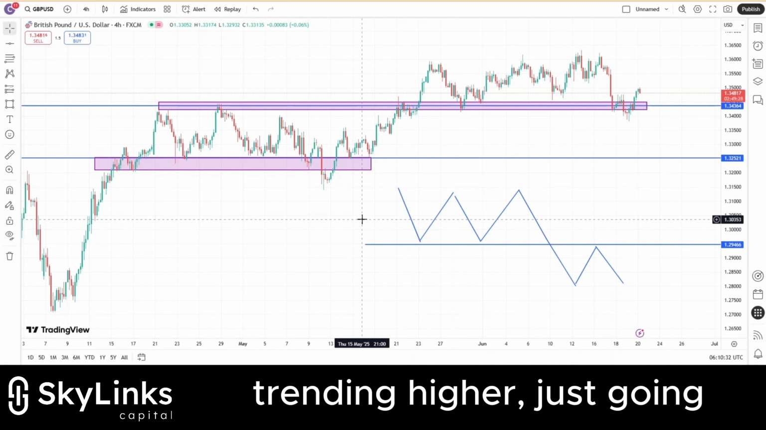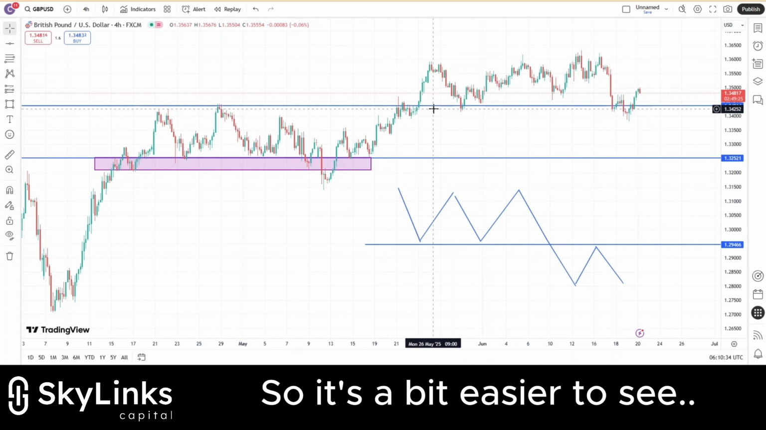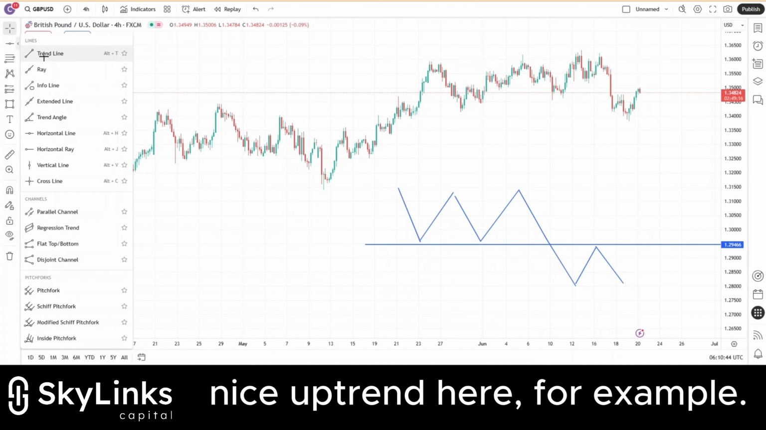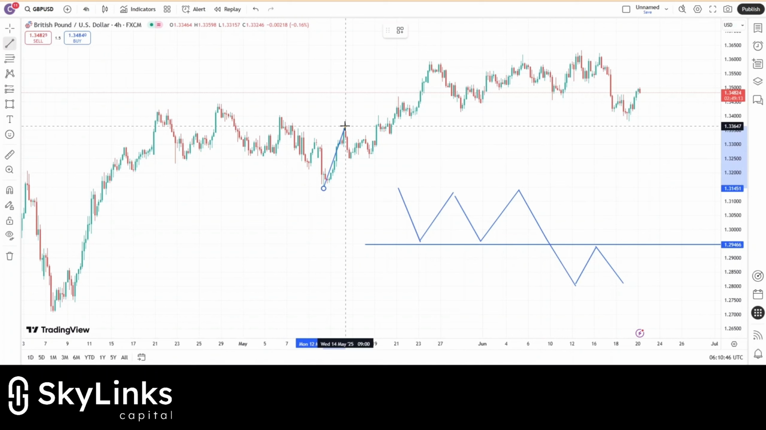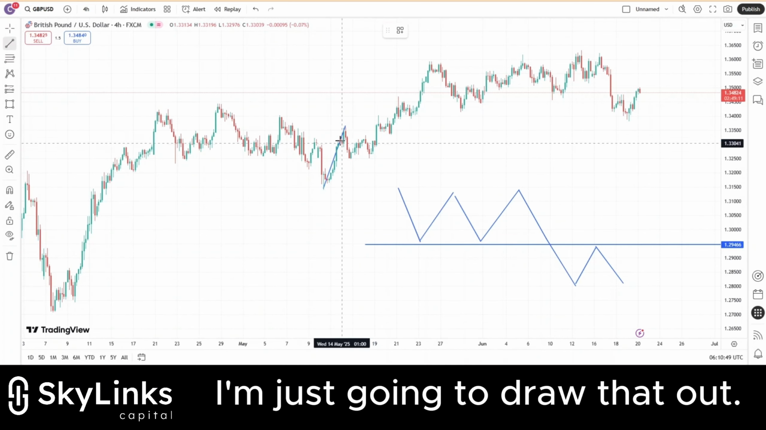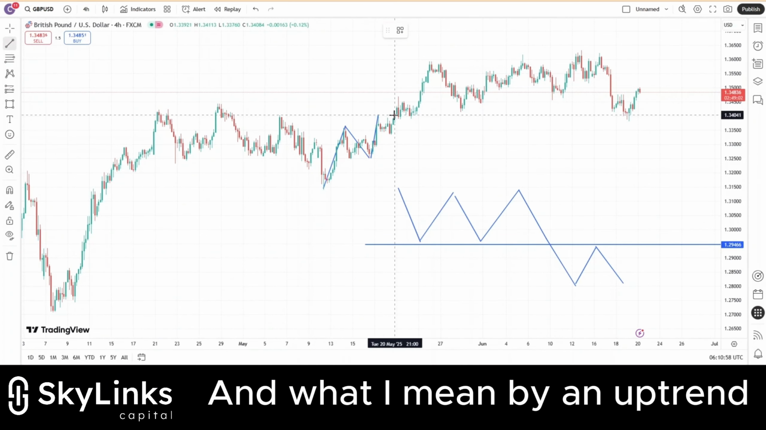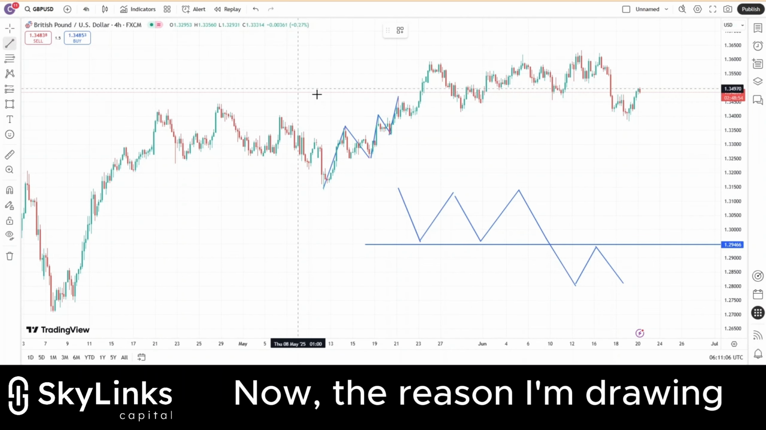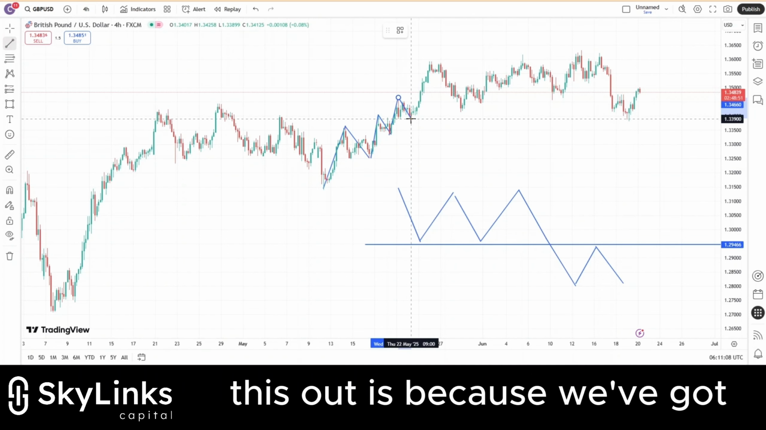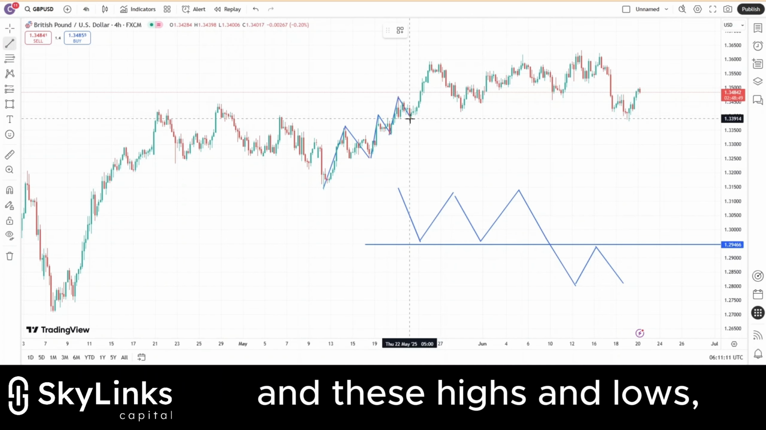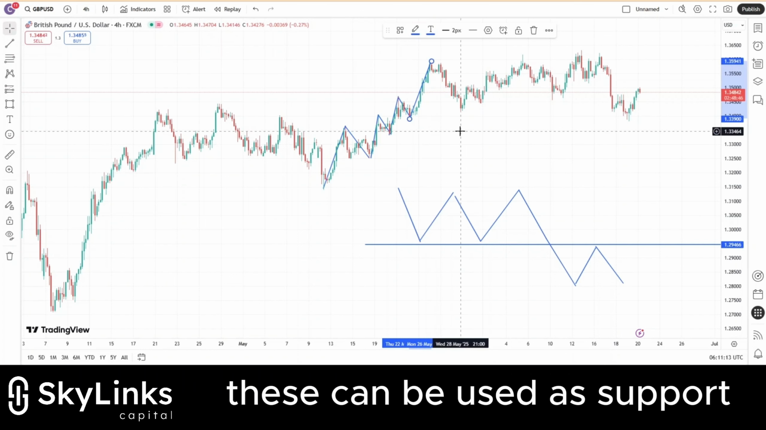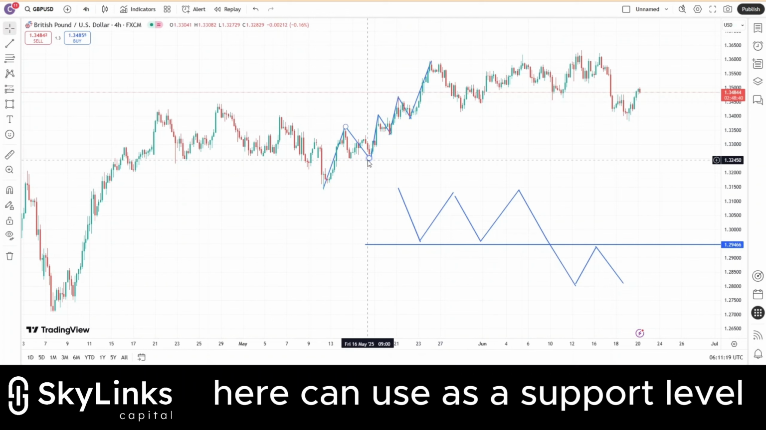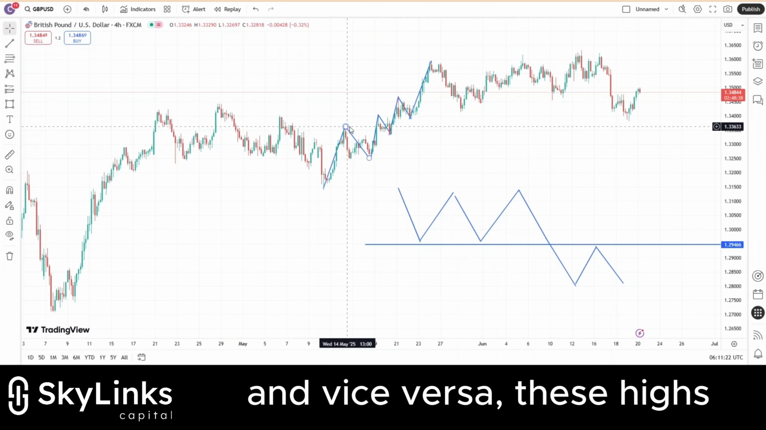When you see a market trending higher, I'm just going to get rid of these so it's a bit easier to see. When you see a market trending higher, we've got a really nice uptrend here, for example. So I'm just going to draw that out. What I mean by an uptrend is a market that's making higher highs and higher lows. The reason I'm drawing this out is because we've got swing highs and swing lows, and these highs and lows can be used as support and resistance levels. Each one of these lows here can be used as a support level, and vice versa these highs as well.